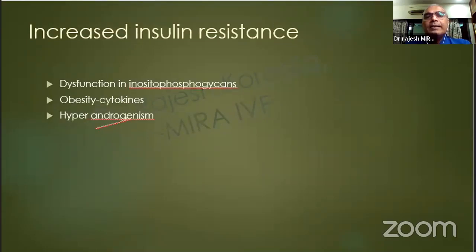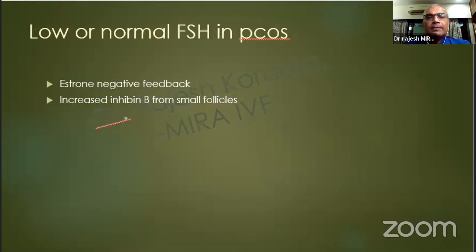So why is there an increased insulin resistance? There is a dysfunction in inositol 5-phosphoglycans. Because of the obesity, there are cytokines which increase insulin resistance, and hyperandrogenism also increases the insulin resistance. Why is there a low or normal FSH in PCOS? Because a lot of small follicles keep producing estrone, which causes a negative feedback. And second, there is increased inhibin B from the small follicles, which causes negative feedback on the pituitary. So there is a low level of FSH in PCOS.